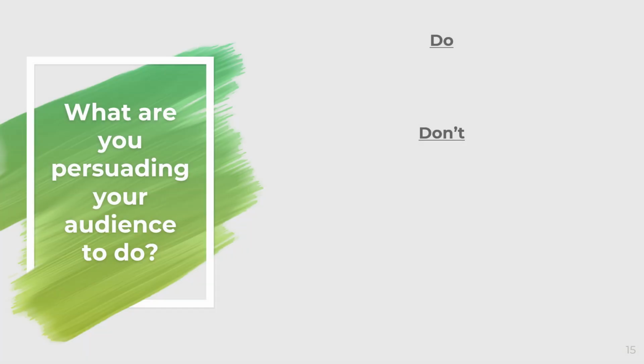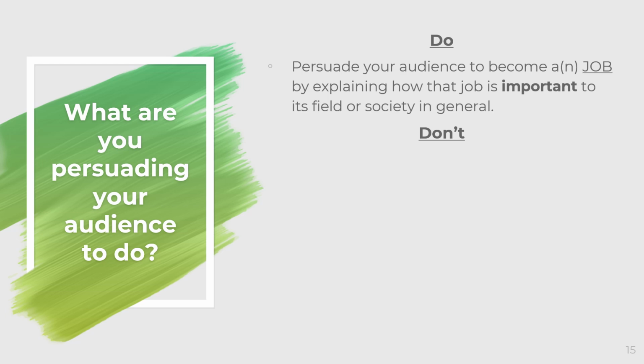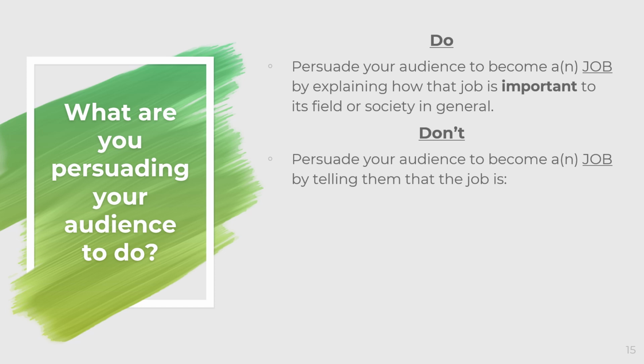Let me make sure that all of you understand what you're persuading your audience to do and what you are not persuading them to do. You are persuading your audience to become a job by explaining how that job is important to its field or society in general. You are not persuading your audience to become a job, so that's your topic, by telling them that the job is fun or interesting.